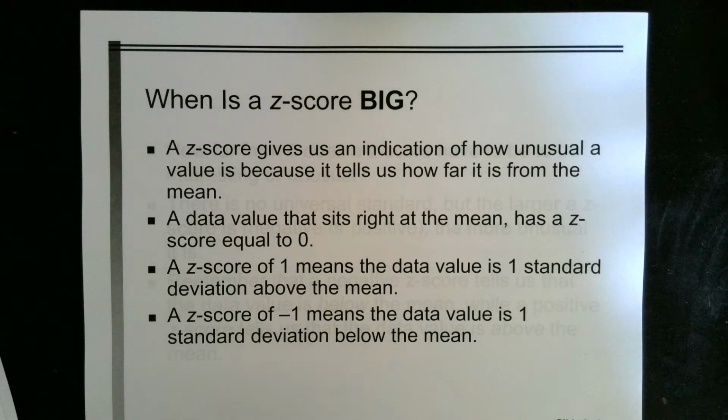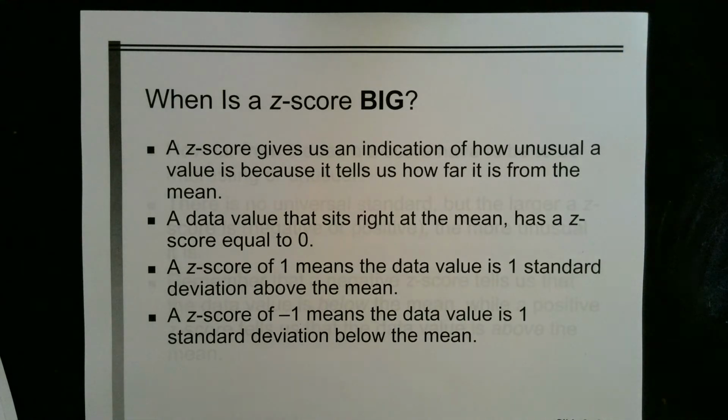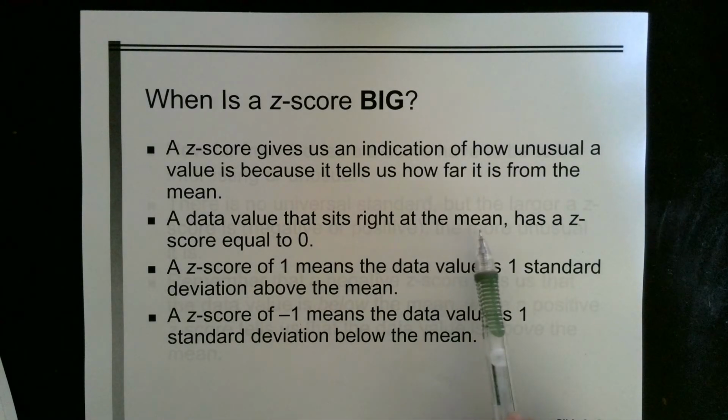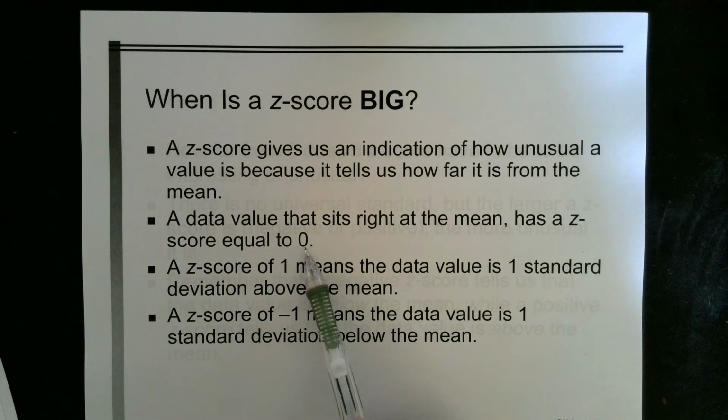Alright, so how do you know when a z-score is big? A z-score gives us an indication of how unusual or how typical a value is because it tells you how far away it is from the mean. I know that if I had a z-score that was really, really close to the mean, it'd be pretty average because it's sitting right there at average. In fact, if a data value is right at the mean, it'll have a z-score equal to 0. It'll be right there at the exact average.